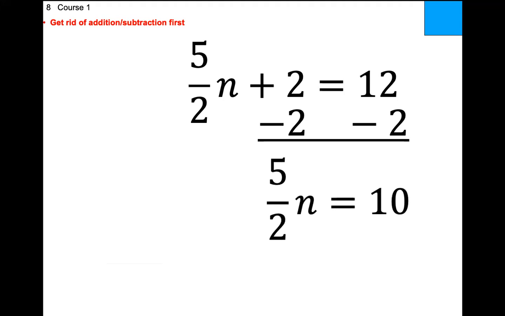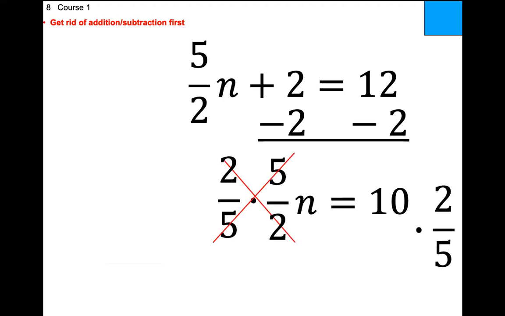Okay. Now what am I going to do to both sides? Multiply it by 2 over 5. He says multiply by the reciprocal. He could have said divide by 5 over 2, and it would have been right. But the real thing we do is multiply by the reciprocal. So multiply both sides by 2 over 5. The 2 over 5 cancels with the 5 over 2.